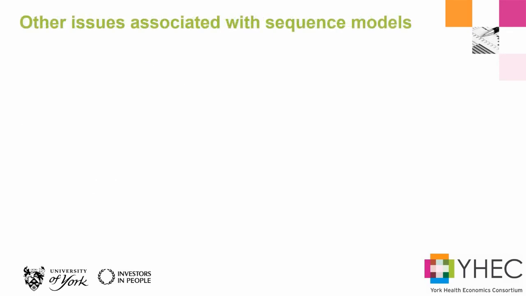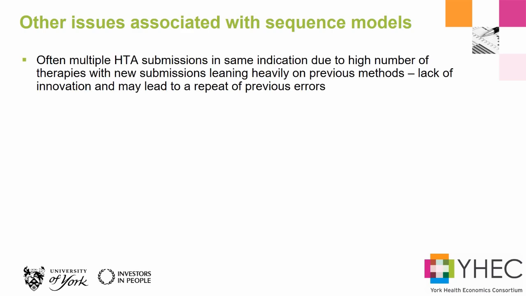I'm just going to finish with describing two more issues associated with sequence models. Firstly, often there will be multiple HTA submissions within the same indication because there are such a high number of therapies within that area, and this means any new submission is likely to lean heavily on the methods that have been applied previously, particularly if the drugs were approved by the HTA agency within that indication. What this means is there is often a lack of innovation and a repeating of previous errors, so those errors just get compounded in the future, which is obviously something we would want to avoid.